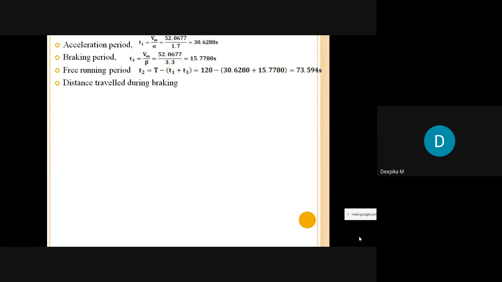T2 is nothing but the total time for the run, T, minus T1 plus T3. Hence the free running period, that is T2, is nothing but T minus (T1 plus T3). So hence it is 73.594 seconds.